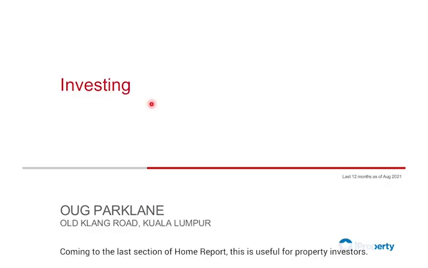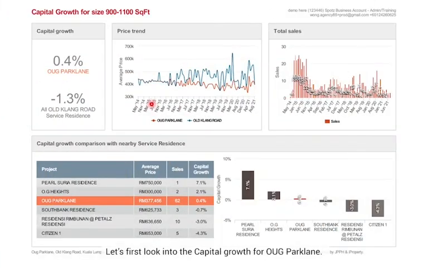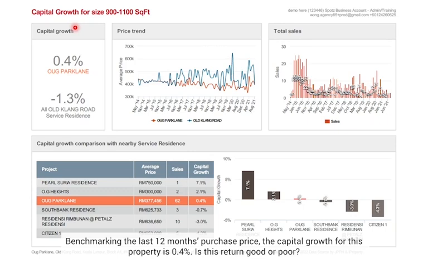Coming to the last section of Home Report. This is useful for property investors. Let's first look into the capital growth for OUG Park Lane. Benchmarking the last 12 months purchase price, the capital growth for this property is 0.4%. Is this return good or poor?